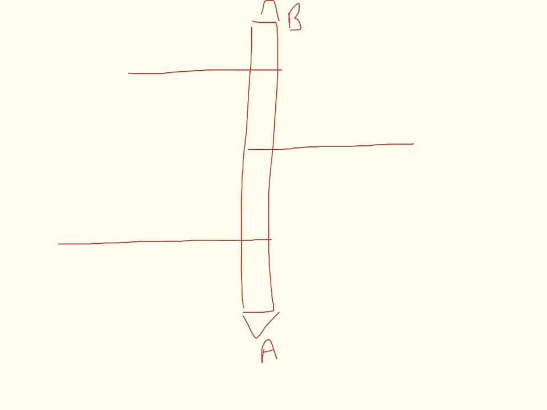This distance here is the distance from A to C. And this distance here is the distance from A to D. So to find DC is equal to AD minus AC.